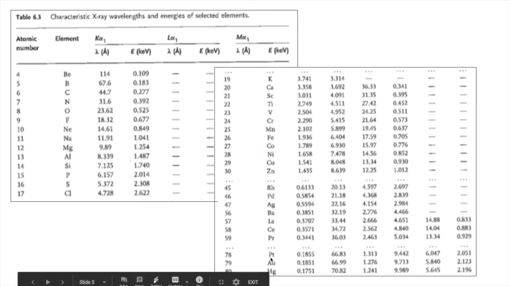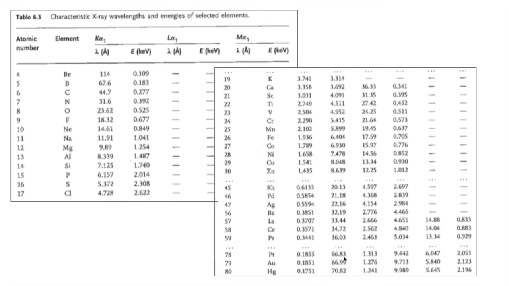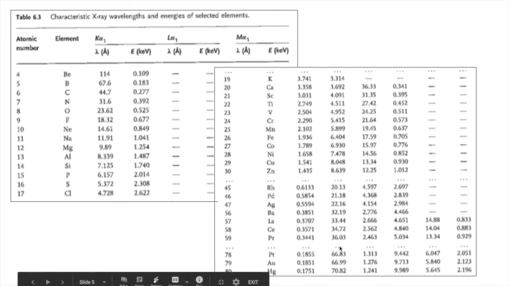Same thing if we go to platinum, 78. We see that energy is 66.83. So we probably have to go up to at least 67, if not higher. So that is really high.